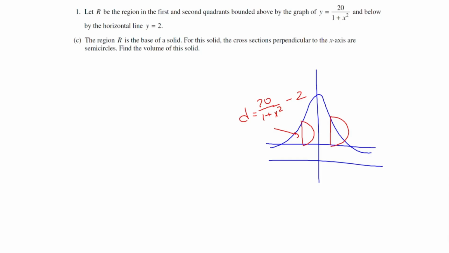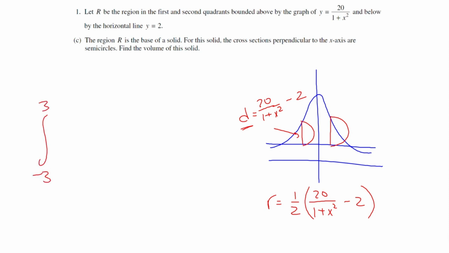And that's where one of the major mistakes that people make on these semicircular cross sections is they equate that distance across the region to the radius, but it's not the radius, it's the diameter, right? So our radius of the semicircle is 1/2 of 20 over 1 plus x squared minus 2. And so now we just need to integrate the area of each of those cross sections from -3 to 3.